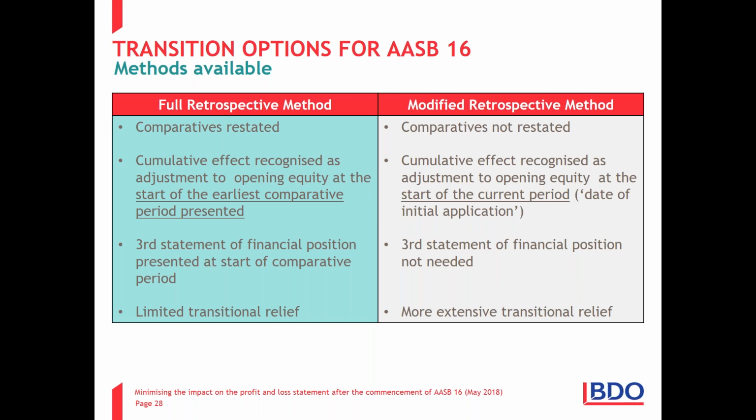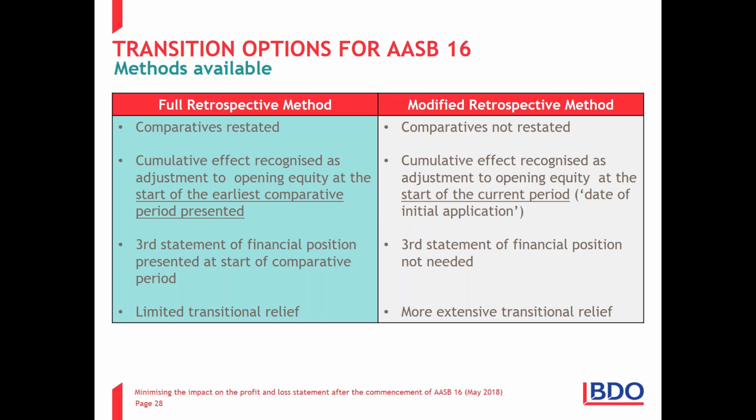The full retrospective method will obviously require a lot more work in relation to disclosure in the financial statements, and there are minimal reliefs available if you're using this method rather than the other method, which is the modified retrospective method. The modified retrospective method allows the cumulative adjustment of the changes due to the new standard to be made to the current opening retained earnings position, and therefore no restatement of the comparative balances or the requirement to add a third balance sheet. There are also some other transitional reliefs available if you use the modified retrospective method.